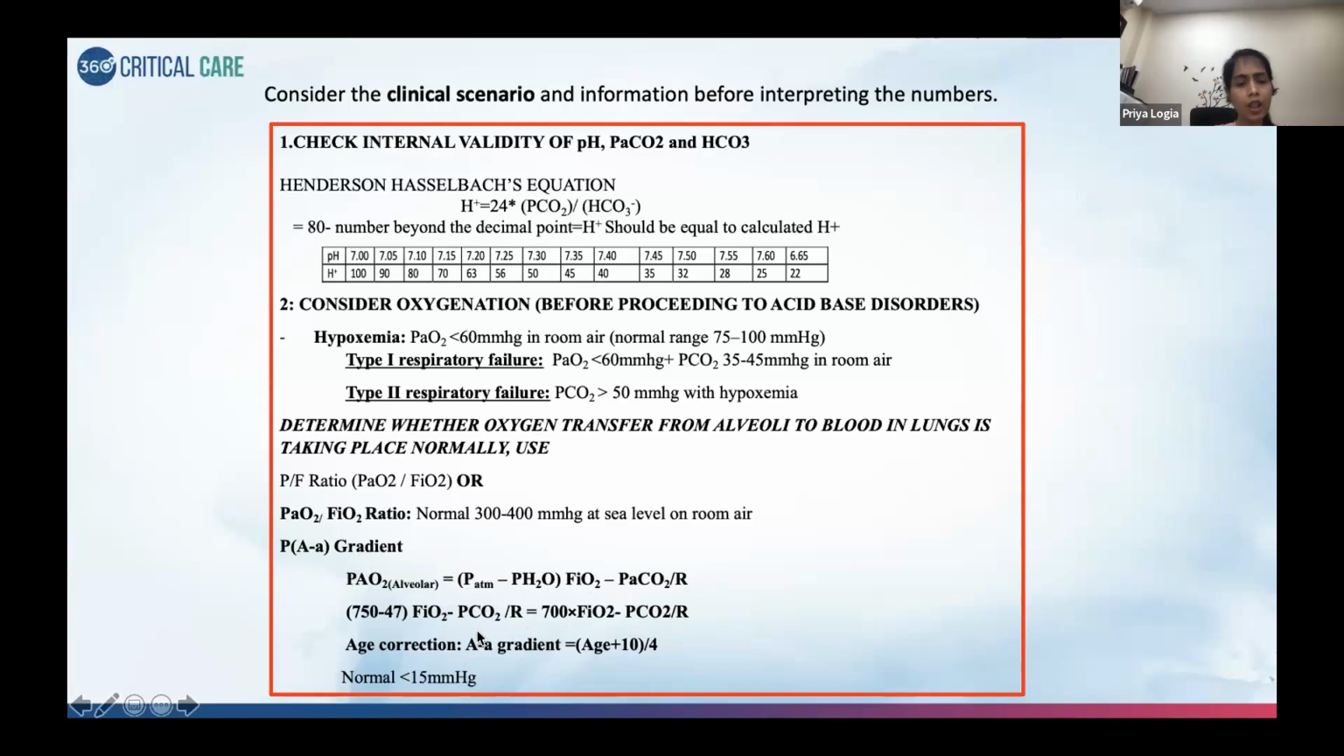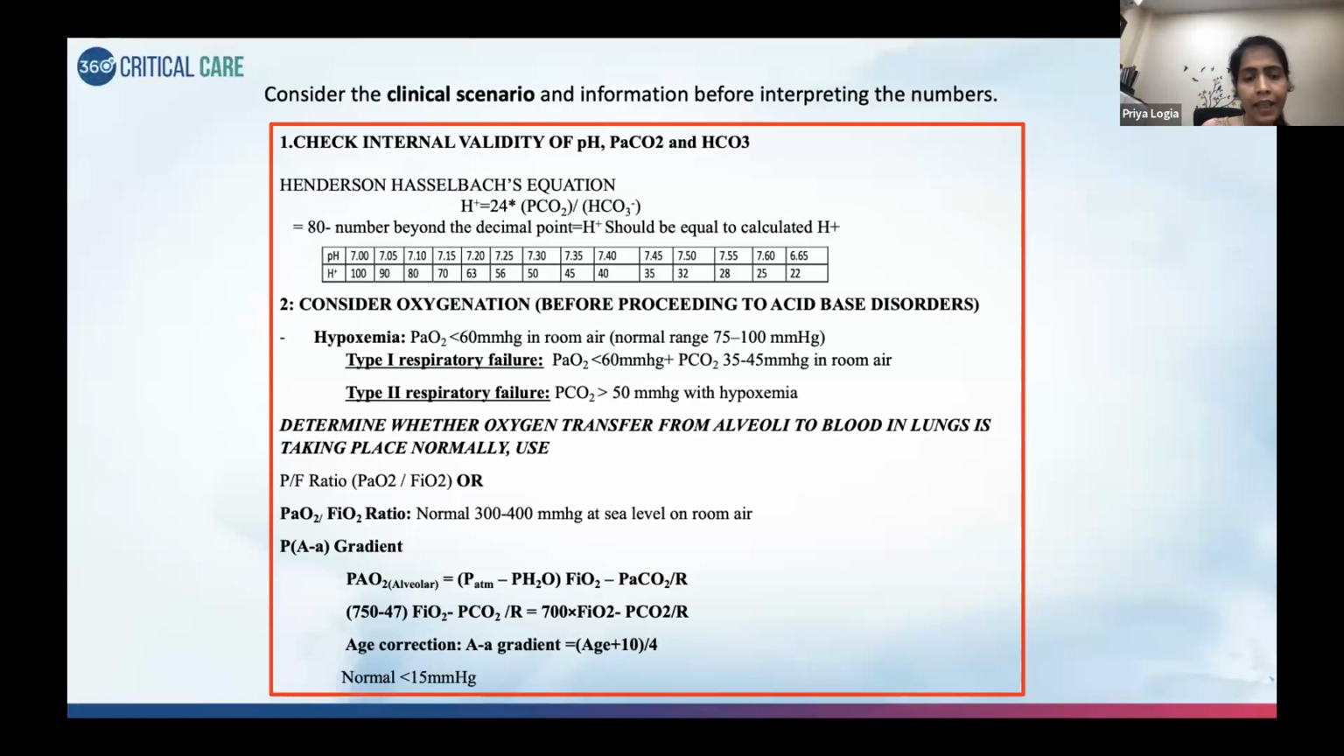So how much can you accept this AA gradient? Up to 15 you can accept. Okay, it also depends. It varies with age. So you have the formula (age plus 10) by 4, or there's another formula, age by 4 plus 4. So either you can follow any of these formulas. So (age plus 10) by 4 we can consider. So normal will be less than 20. Okay, 15 to 20.